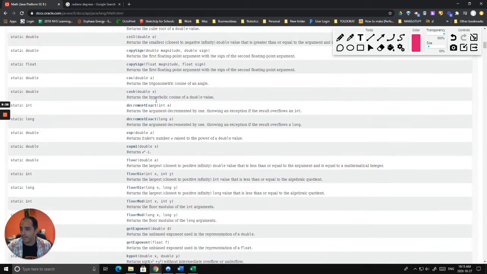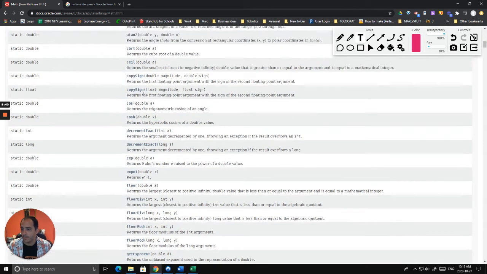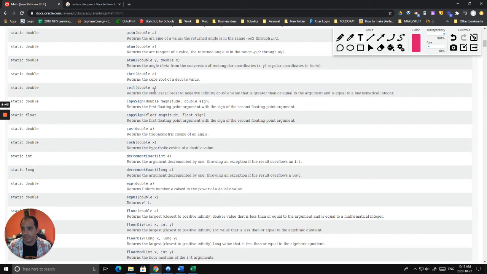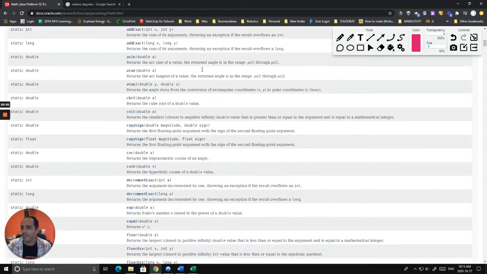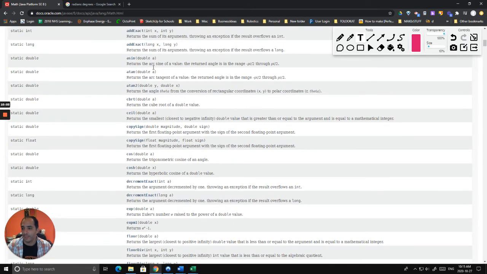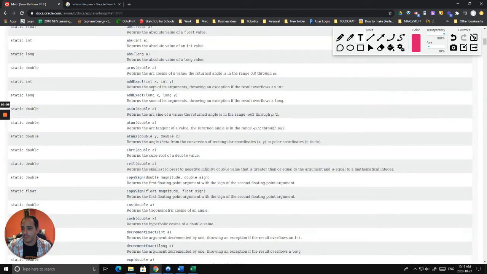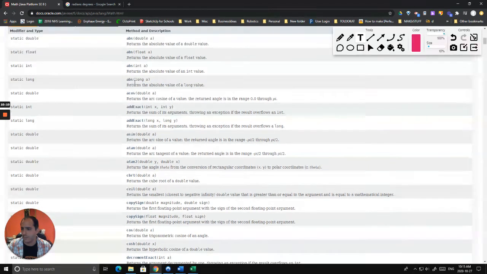What else have we got here? Cosine, again, we're going through those. There's that ceiling function. It returns the smallest, closest to negative infinity double value that is greater than or equal to the argument and is equal to a mathematical integer. Oh my gosh. It just always rounds up. What else do we have? I told you about that inverse. So this is going to come through there. And what else do we have?